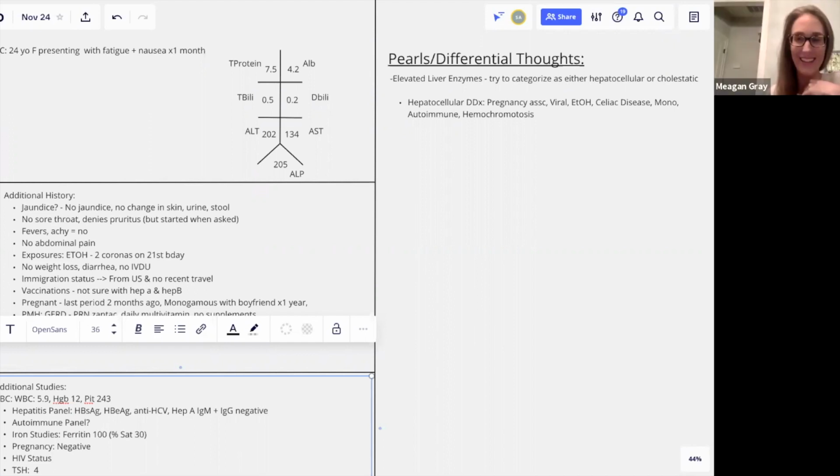HIV status was negative. And then in terms of the autoimmune panel, what all do you order when you have that? Because unfortunately, I don't think it's a panel that is easily orderable at UAB.